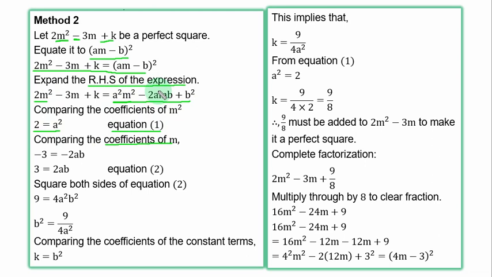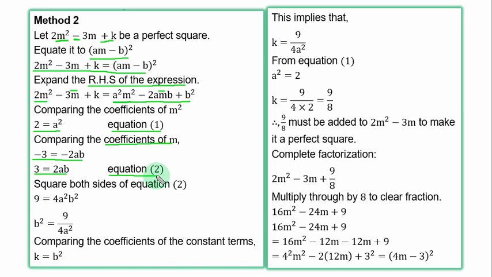Next, we compare the coefficients of m. This is the term that contains m here. The coefficients are minus 2ab, and on the other side, this is m, the coefficient is minus 3. So we have minus 3 equal to minus 2ab. If you multiply through by minus 1, you have 3 equal to 2ab. You label it equation 2.